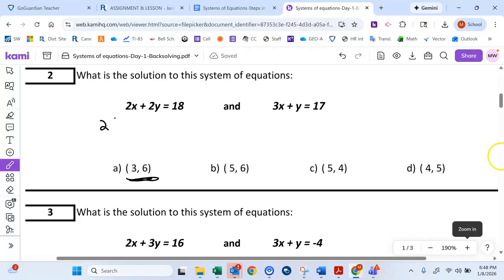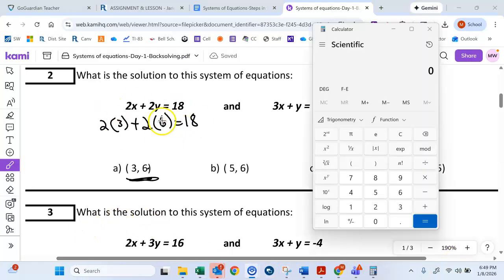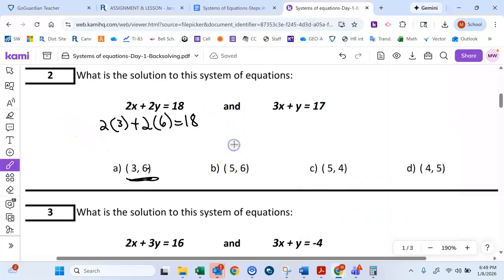So I would go 2 times the x, which is 3, plus 2 times the y, which is 6, right? Equal to 18. Okay, so remember, if you do it on your calculator, it's really good to use the parentheses, right? So 2 times 3 would be 2 parenthesis 3 parenthesis like that plus 2 parentheses 6. What does that equal? It's equal to 18, so yes. So for the first one, this is a yes, right?